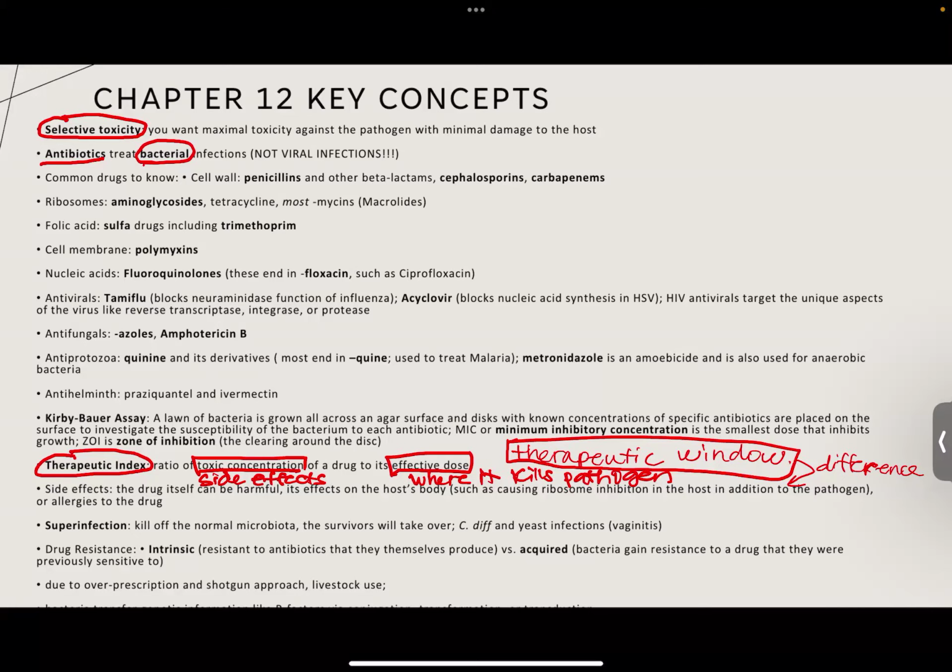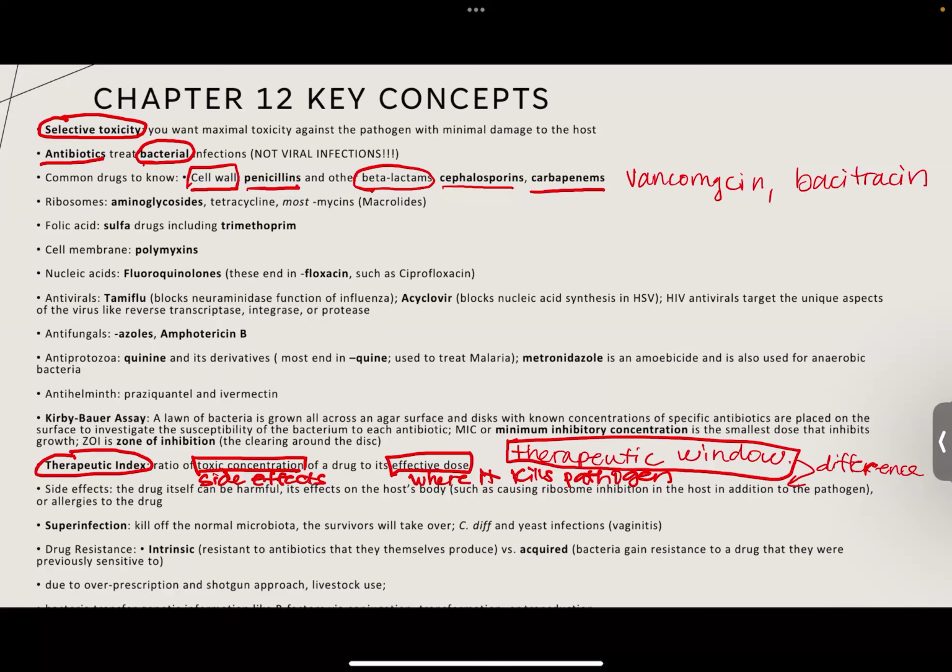Common ones to know for our cell wall drugs: you want to know the penicillins and other beta-lactams. They're usually going to end in -cillins. But another beta-lactam is cephalosporin. Carbapenem is also a beta-lactam. Some other ones that affect the cell wall will be vancomycin and bacitracin. These are cell wall guys.